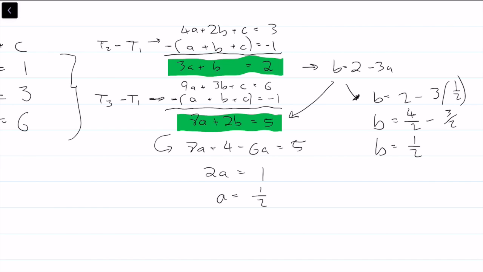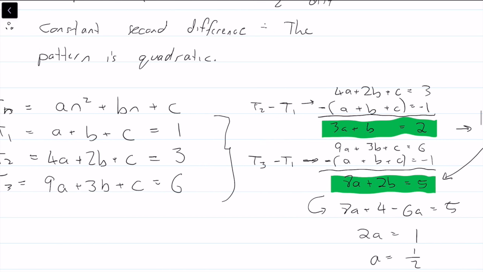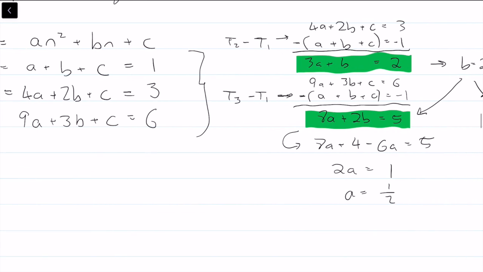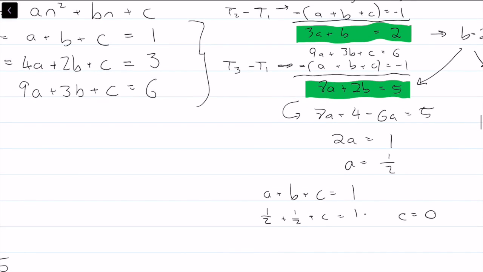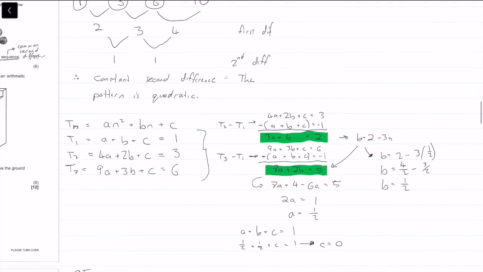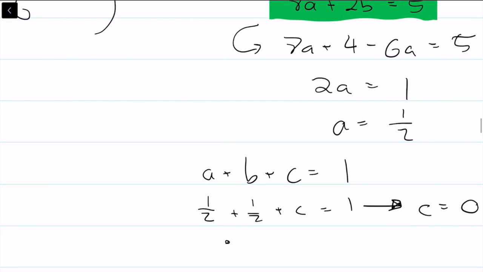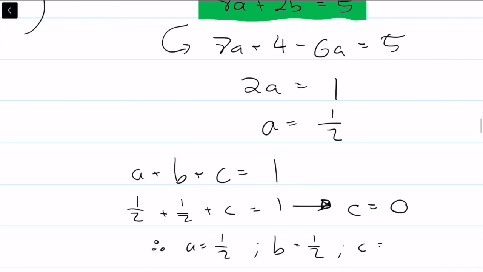Okay, so now I need to solve for c. So the easiest way to do that would probably be T n 1. So I can say that a plus b plus c equals 1. So that's a half plus c equals 1. So c equals 0. Okay, so therefore we know, let's just keep it here. So therefore a equals a half, b equals a half, c equals 0.